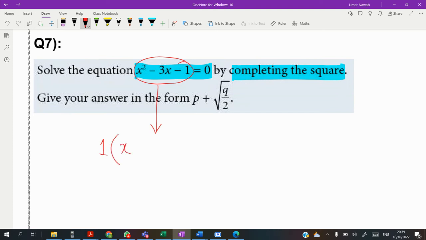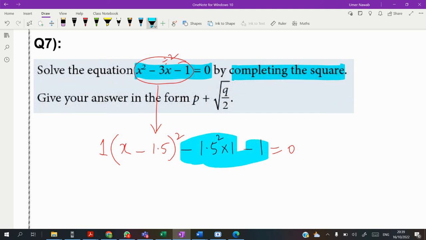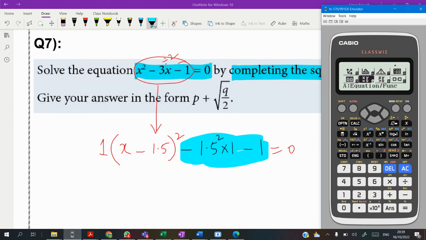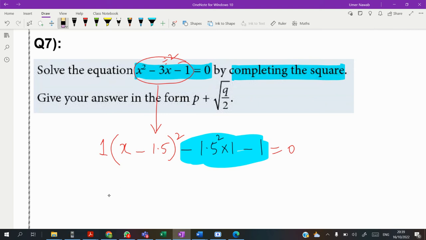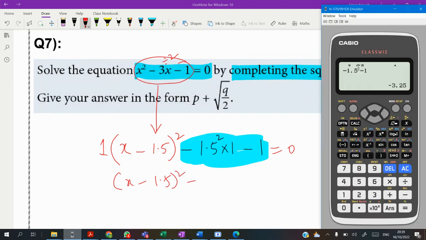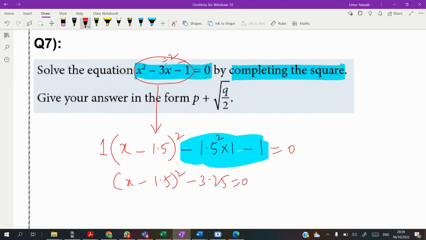1 outside, x, what is the half, guys, of 3? That is minus 1.5 whole squared. Then minus 1.5 squared times 1 minus 1 is equal to 0. If a student wants to use calculator, I have already explained it to you. Can I just simplify what is this? I can use calculator by converting into the computing mode. Minus 1.5 squared minus 1 gives you basically minus 3.25. So my friends, Mr. Omar is gonna write x minus 1.5 whole squared minus 3.25 is equal to 0.